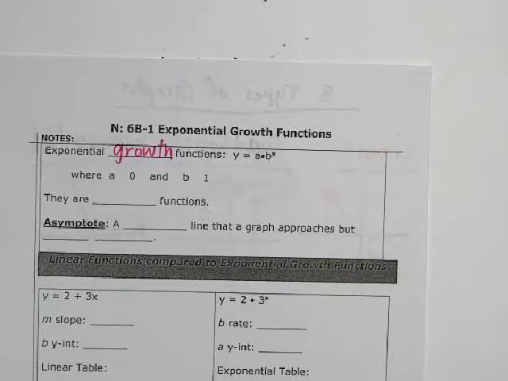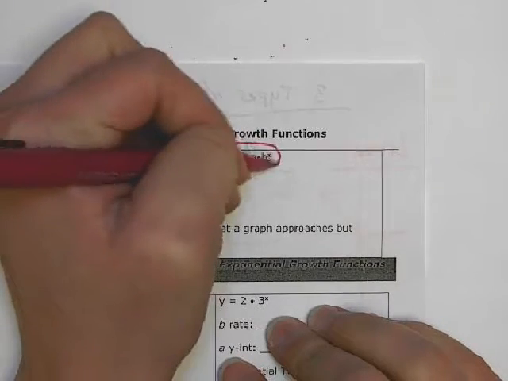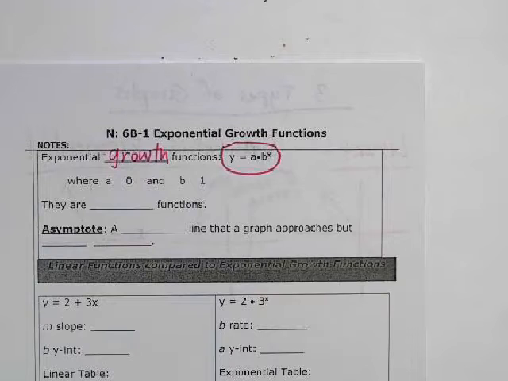Exponential growth functions. What's growth mean? Bigger. Getting bigger. Good. Okay, so with linear, what's the equation for linear? Good. So for linear, which is what you've talked about, your equation is y equals mx plus b. Okay? Well, right now we're not talking about linear. We're talking about exponential. So we have a new equation for exponential. Just like linear has y equals mx plus b, exponential has this.